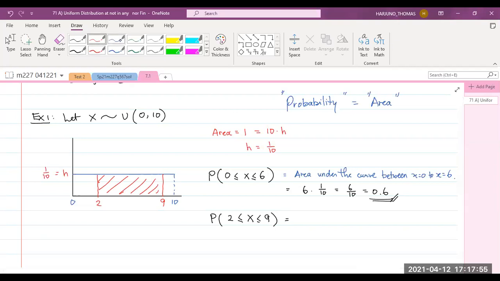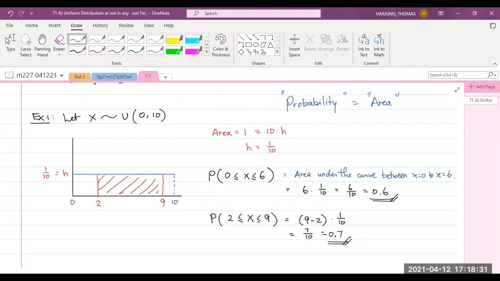Now, let's see, what is the length of the base? That's 9 minus 2, right? 9 minus 2 times the height, which is 1/10. That's 7/10, 0.7. That's the probability for the bus to show up between 2 and 9 minutes from now.